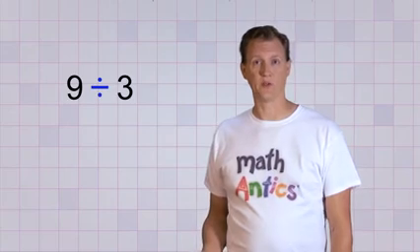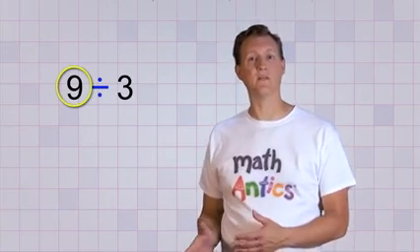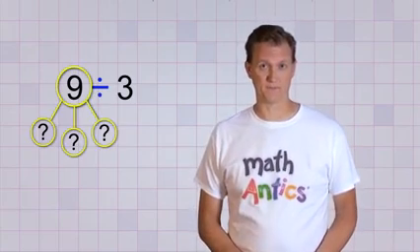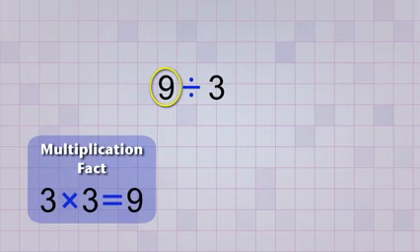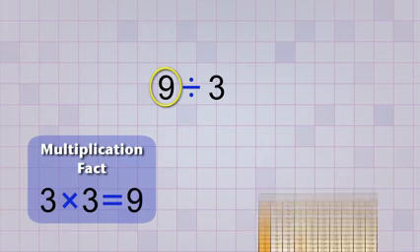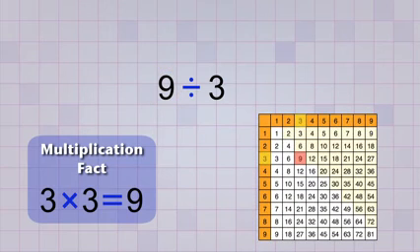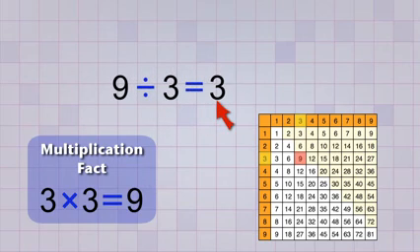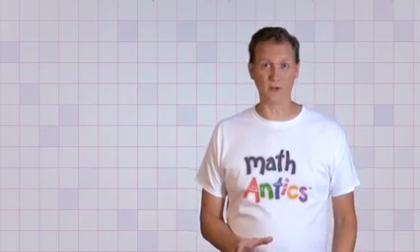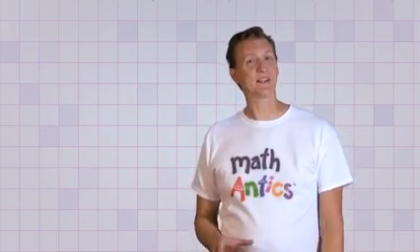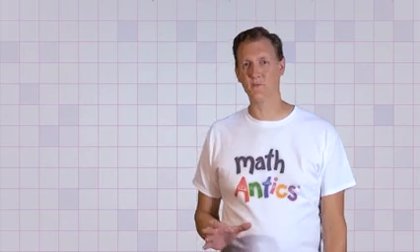You get a problem like this one, 9 divided by 3, which means you have a total of 9 and you want to divide it into 3 equal groups. And if you can remember that 9 is an answer to one of the multiplication facts, or that it's an answer on the multiplication table, then you can see that since 3 times 3 is 9, then 9 divided by 3 is 3. It's that simple. Well, at least it was that simple when you learned about the fact families. Now it's going to get a little bit tricky because most division problems aren't quite this easy.